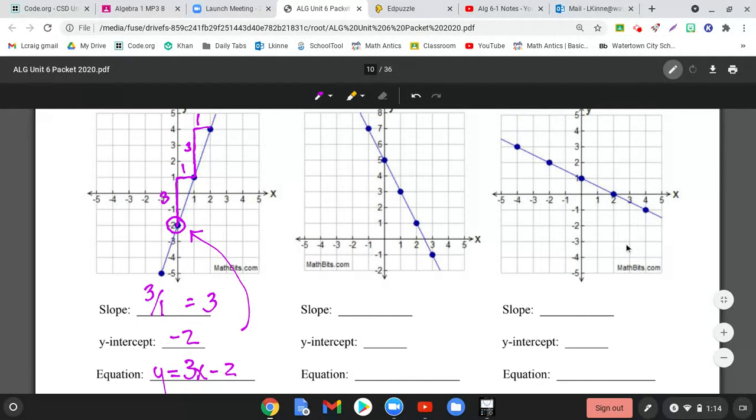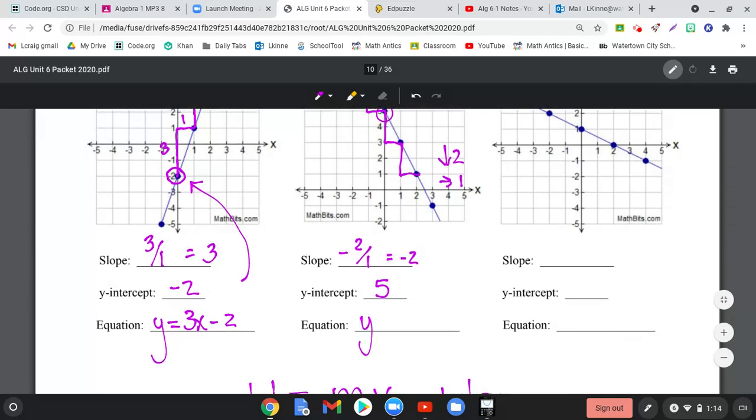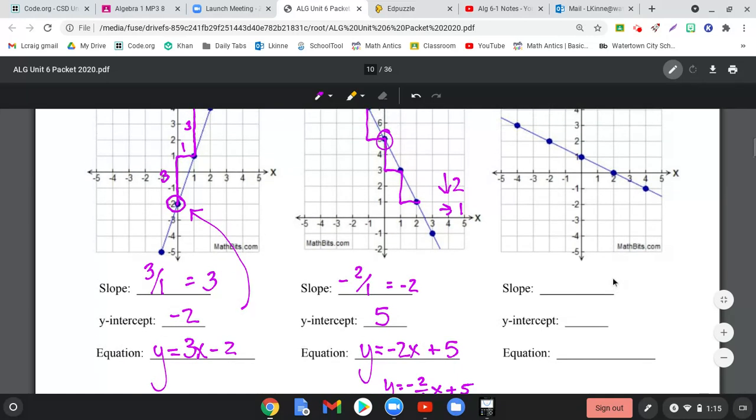So what's the y-intercept on this guy? It's crossing at 5. Now our slope's negative. We're going down from left to right. So how far down are we going? Down 2 over 1, down 2 over 1. So to show that, it's -2 over 1, or just plain old -2. So your equation, y equals, the slope goes with x, so -2x, and then the y-intercept is +5. Again, if you wrote it like this, that's okay. Same thing.